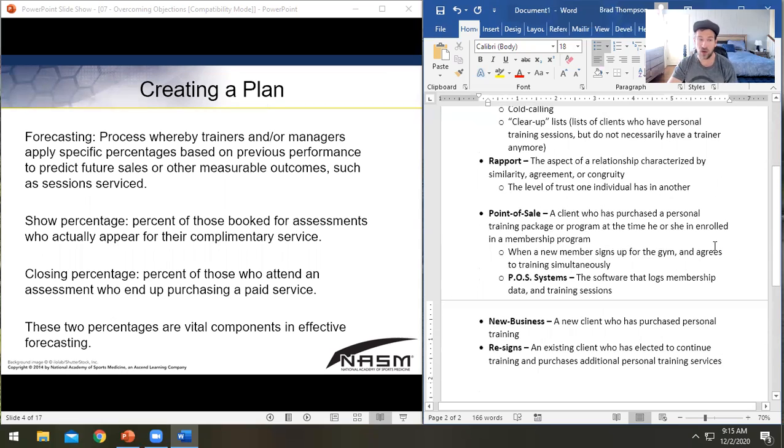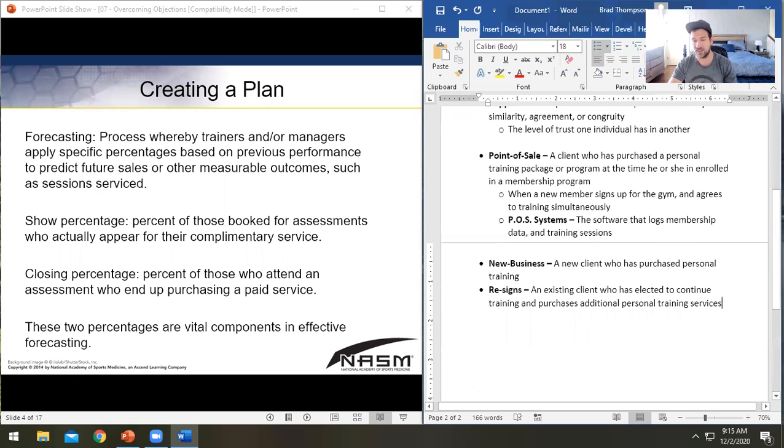All right, so now we're going to shift gears and talk about creating a plan. This is very similar to what we talked about yesterday. So this is the process of forecasting, right?